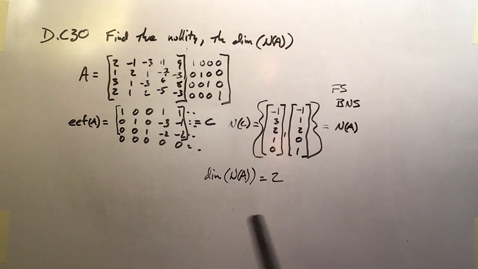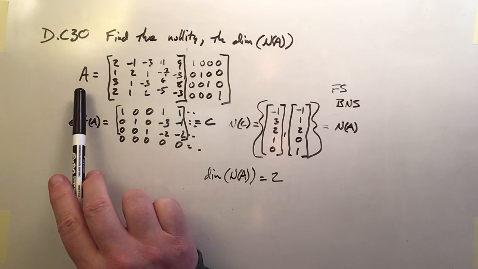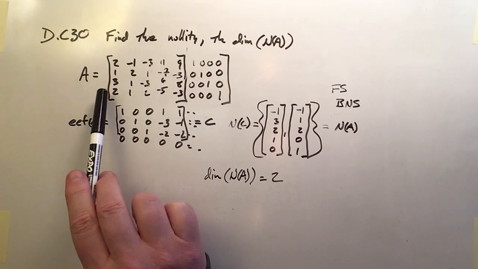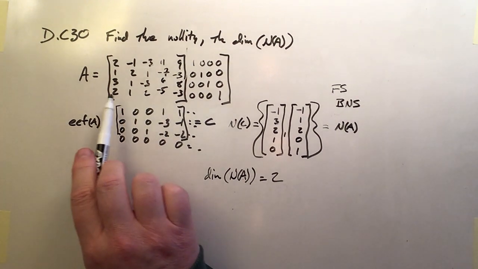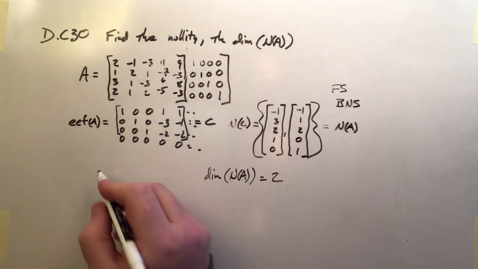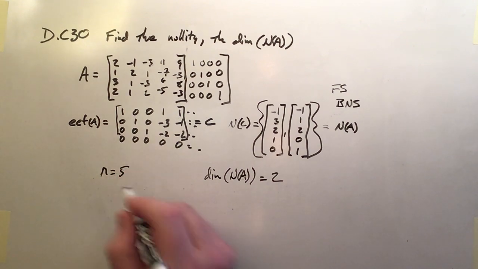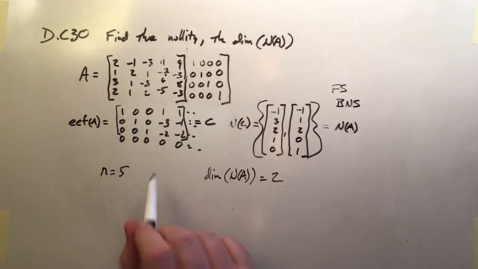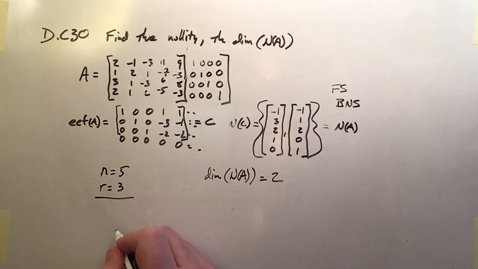Now we could have found that a little bit easier if we had just gone ahead and found the reduced row echelon form of A. We could have said, hey, A contains 5 variables, right? So n equals 5. And we can see that we've got 3 pivot columns. r equals 3. And of course the difference between those is 2, and that's also the dimension.